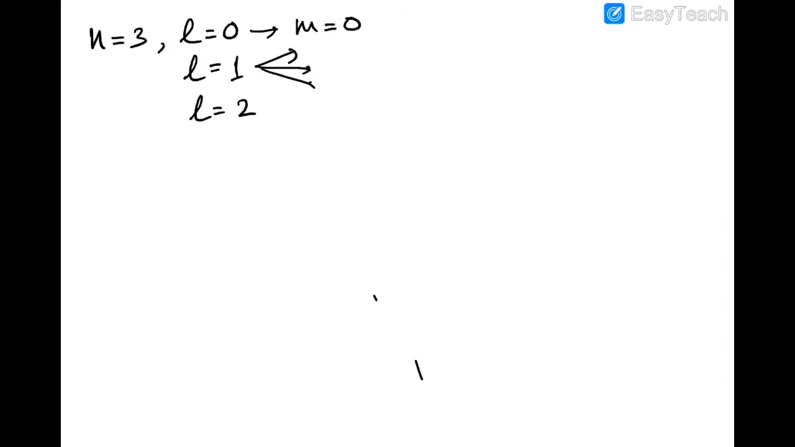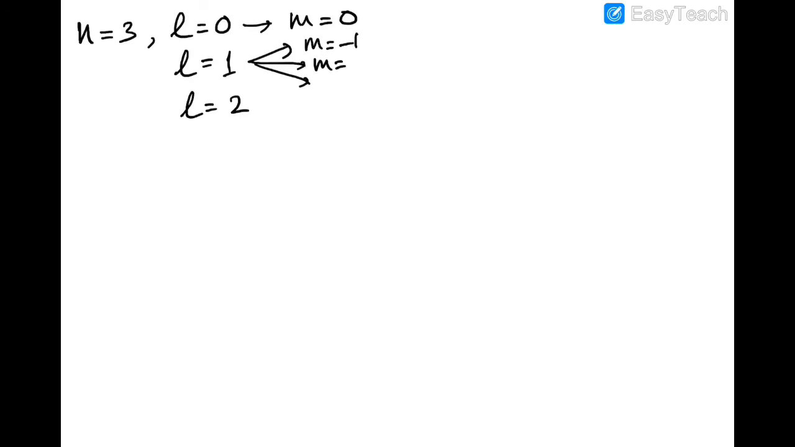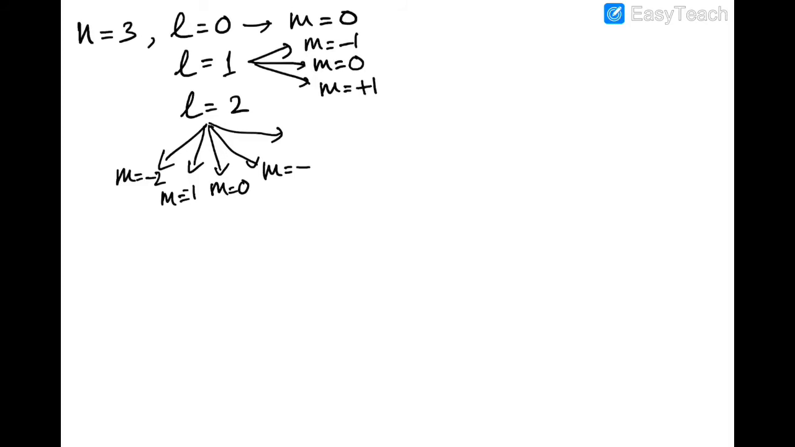On the other hand, if we have n equals 3, then we can have l from 0, 1, and 2. For l equals 0, we can again have m equals 0. For l equals 1, we can have m equals minus 1, 0, and plus 1. While for l equals 2, of course, we can have 5 variations: m equals minus 2, minus 1, 0, plus 1, and plus 2.